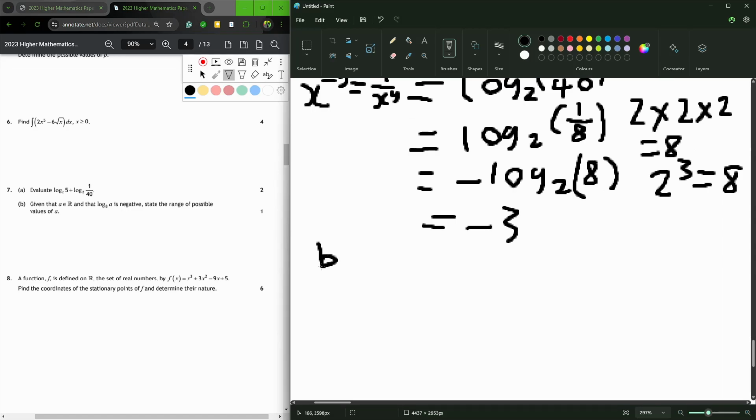Okay, move on to B. It's only a 1 marker. Given that a is a real number, that's what that symbol means, and that log base 2 of a is negative, state the range of possible values of a.